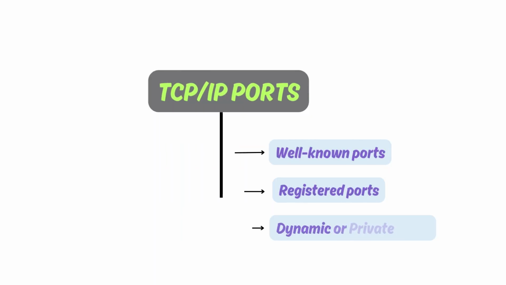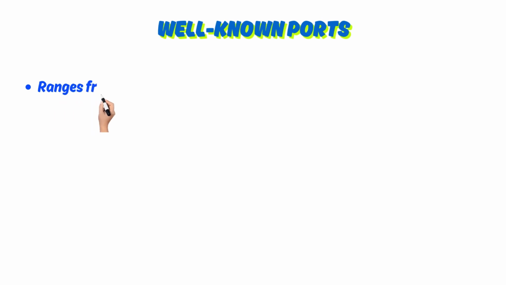The first one is called well-known ports. These ports are from 0 to 1023 and normally used for sending emails or web packets.